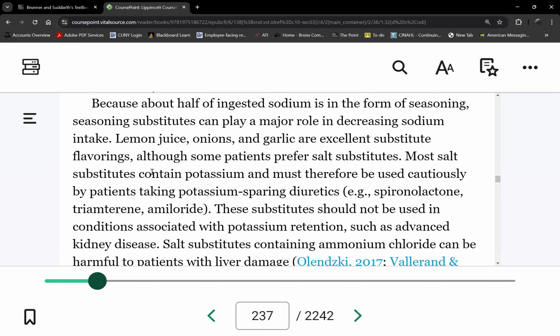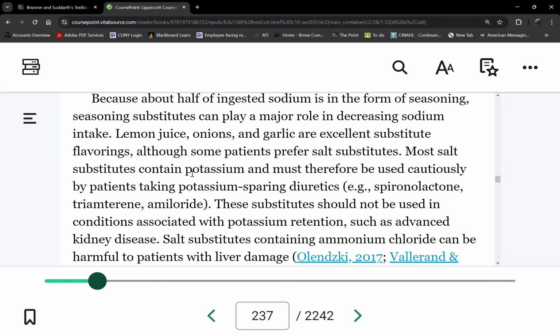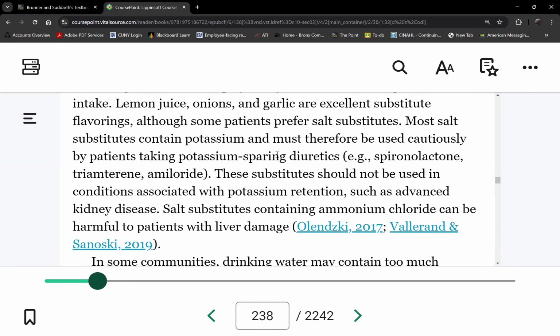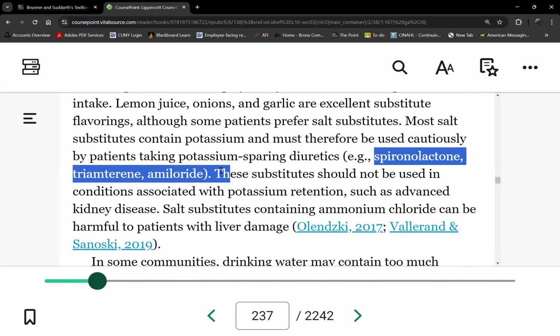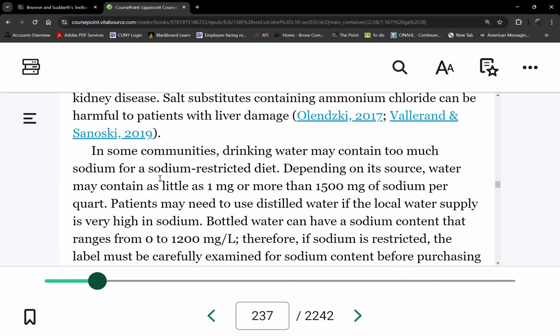What type of diuretic is it that causes hyperkalemia? Back in pharm. Thiazides and loops all cause hypokalemia. Which one causes hyper? Starts with an S. Spironolactone. All right. Right here, spironolactone. Okay.